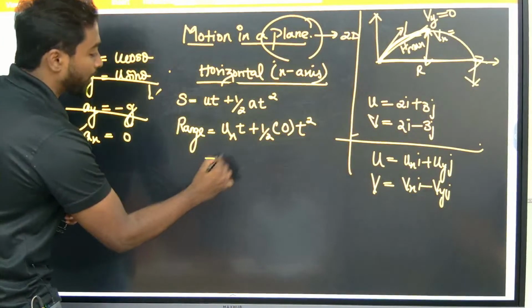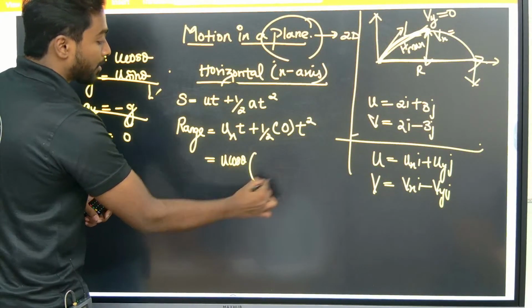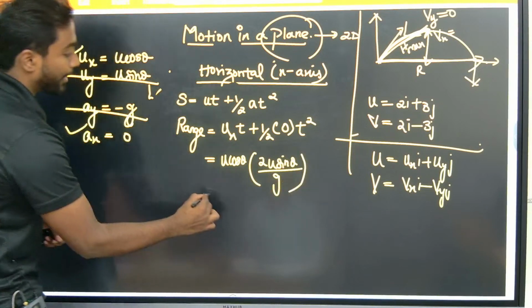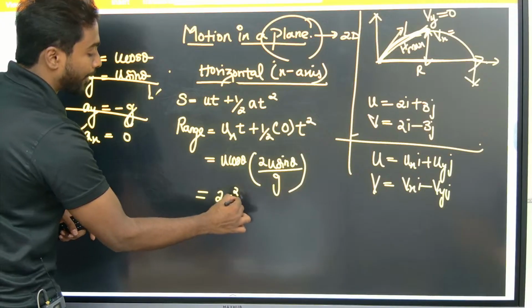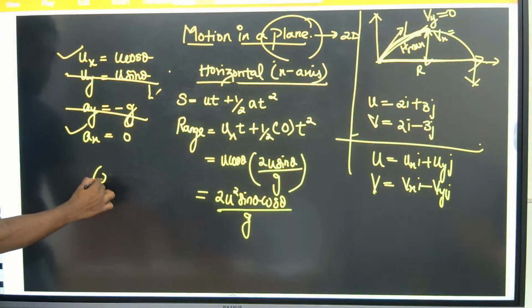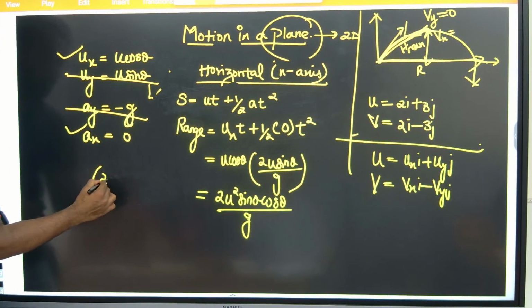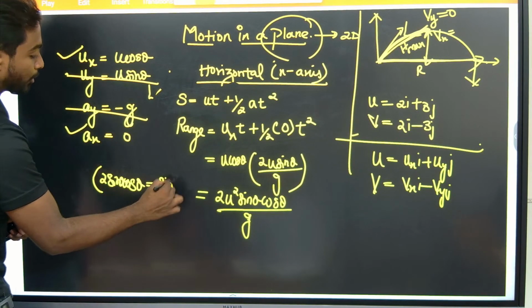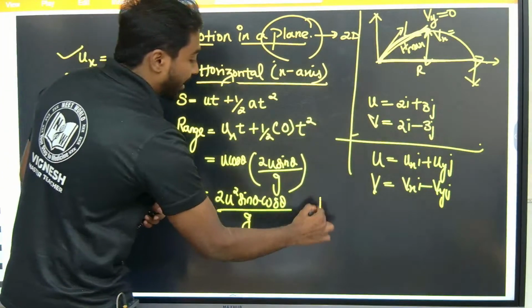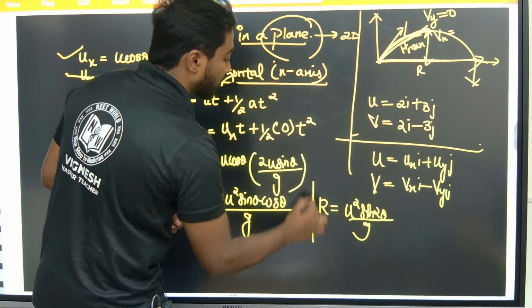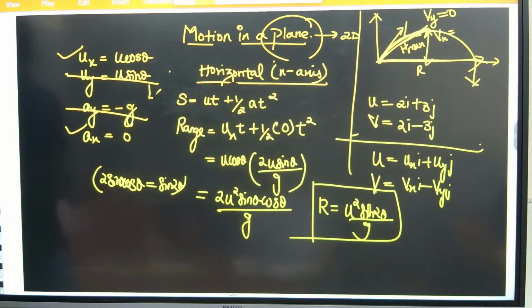Now substitute the value. What is velocity in x direction? That is u cos theta, into 2u sin theta by g. So can I write it like this? 2 times u square sin theta cos theta by g, where 2 sin theta cos theta can be written as sin 2 theta. Now the range formula will be u square sin 2 theta by g. This is my range formula.